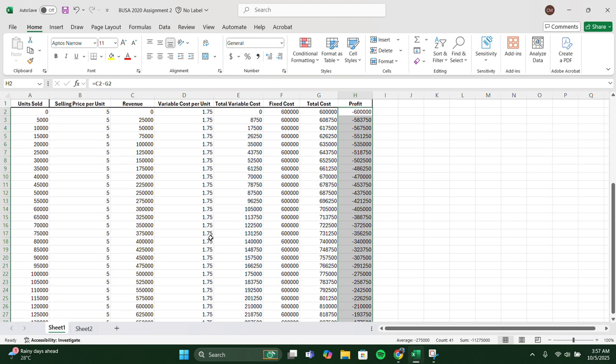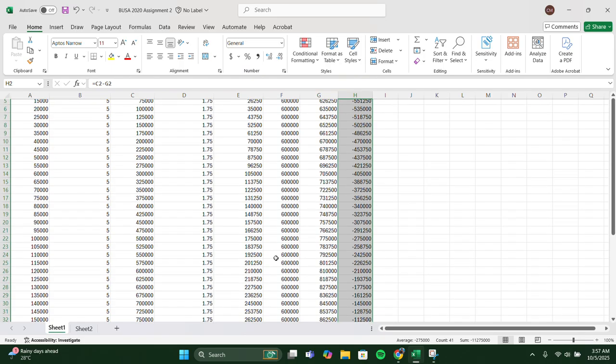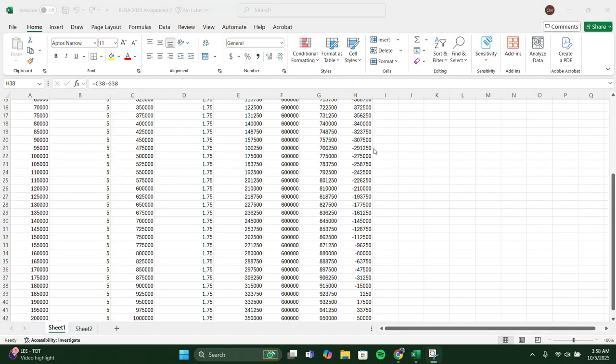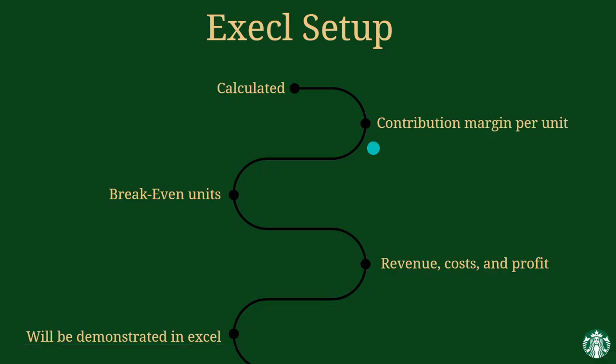As we look at our data, we can see that somewhere between 180,000 and 185,000 units, our profit goes from negative to positive. This is our break-even point, between these two. Let's go back to the slides.